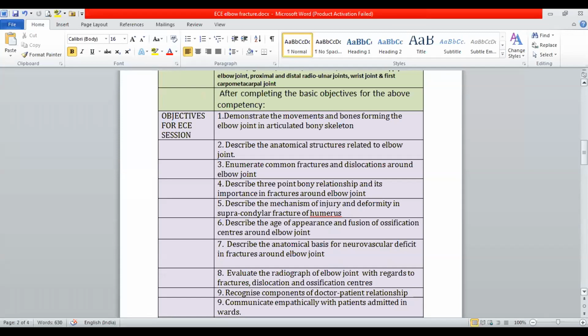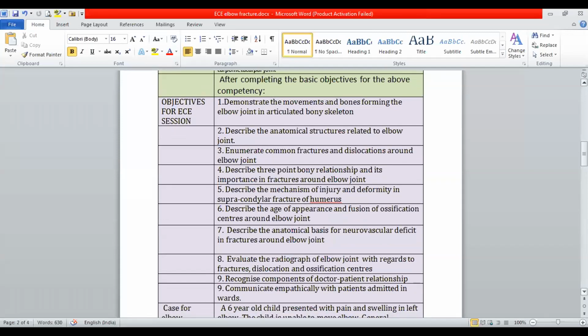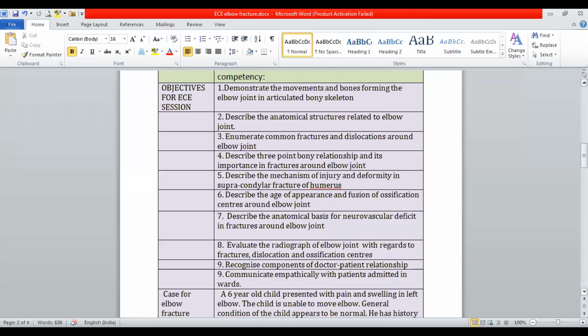Then regarding the AETCOM objectives which are related to the AETCOM, recognize components of doctor-patient relationship with regards to attitude, ethics, and professionalism. And then they should be able to communicate empathically with patients admitted in wards.